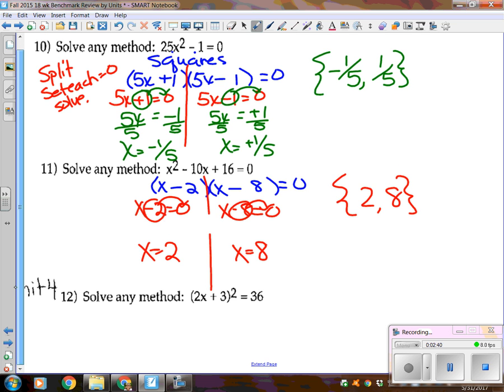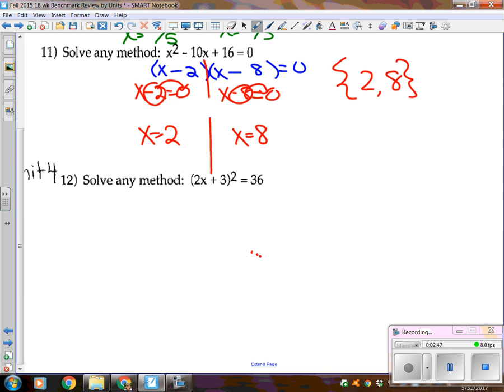Number 12. Solve any method. Now, I'm actually going to use the square root method on this because I noticed that I have parentheses with a square over it. How do you undo a square? Well, you take the square root. So that's what I'm going to do. I'm going to take the square root of the left, and if you do that to the left, you have to take the square root of the right. Now, my square root and my square cancel each other. So what used to be under the square root comes out exactly the same, 2x plus 3.